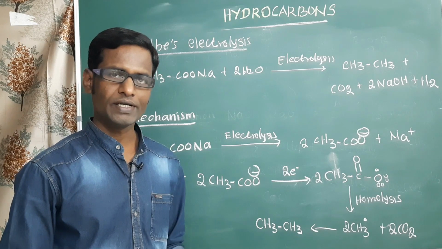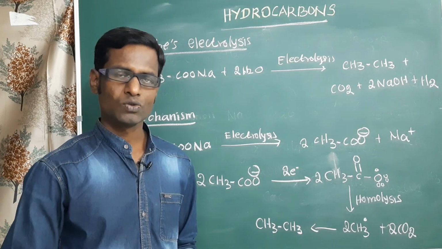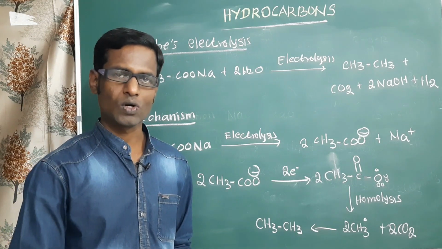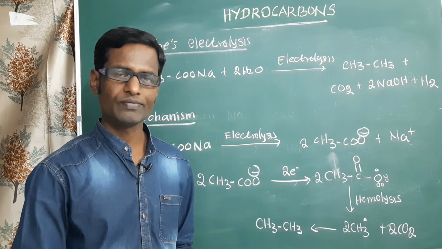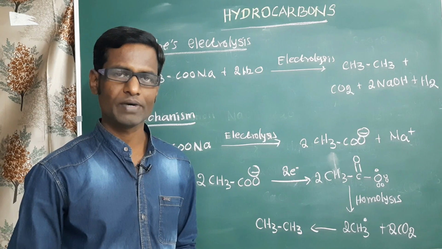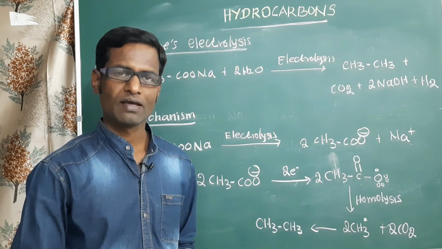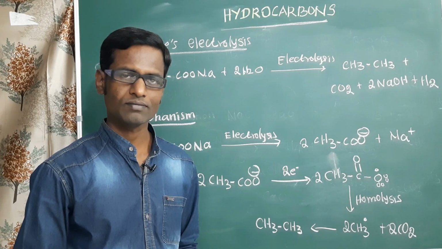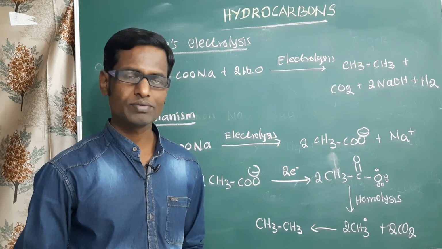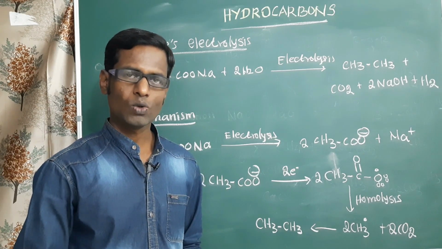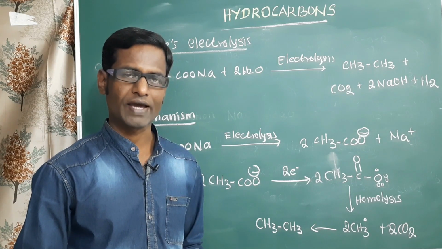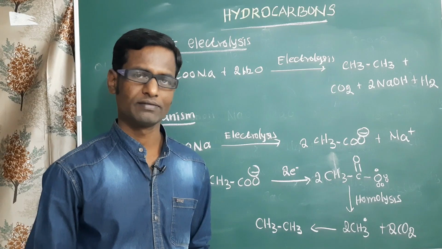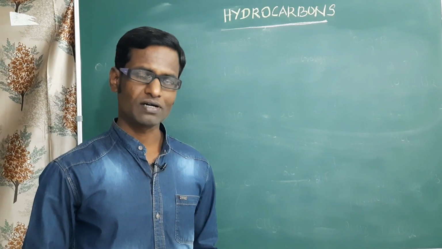Fourth method, decarboxylation. Sodium or potassium salt of acid treated with soda lime. What is soda lime? 3:1 ratio of sodium hydroxide and calcium oxide. In decarboxylation, we will get alkane. Last method, Kolbe's electrolysis method. Sodium or potassium salt of acid involved in the electrolysis, we will get alkane. Next is physical properties of alkanes.